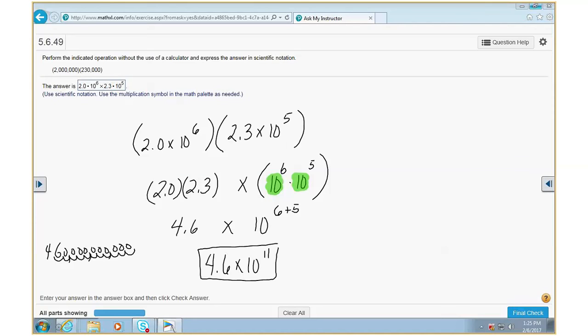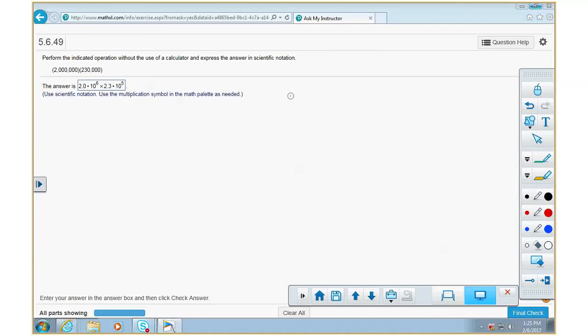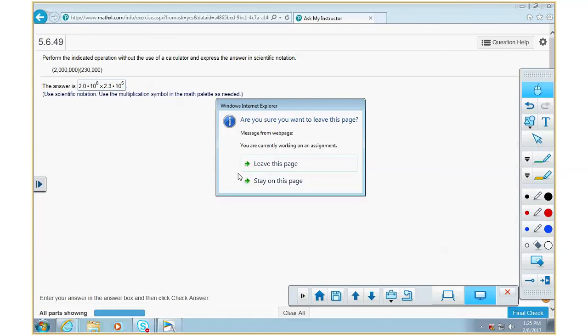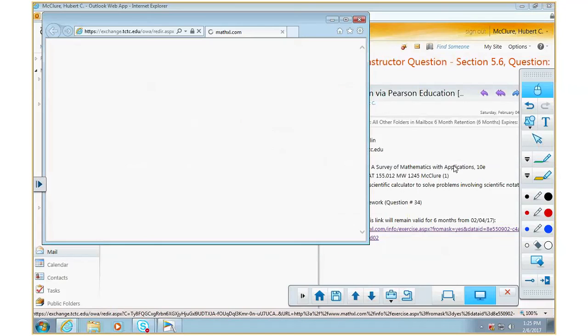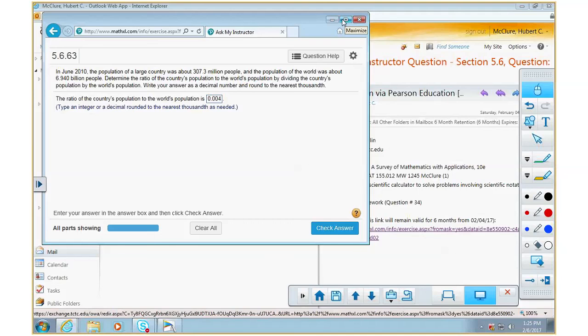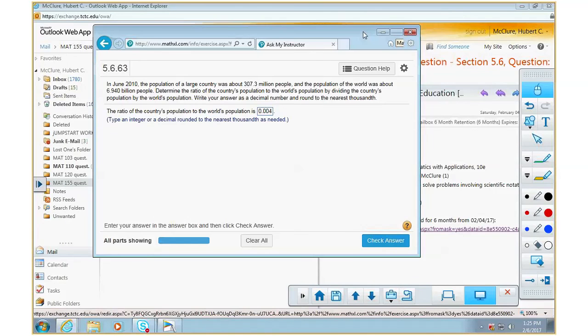That is a good test question. You'll see a lot of those on the test. Next question. 5.6, number 63 is 34, so it's like number 34 in your homework. Number 63 in the book.